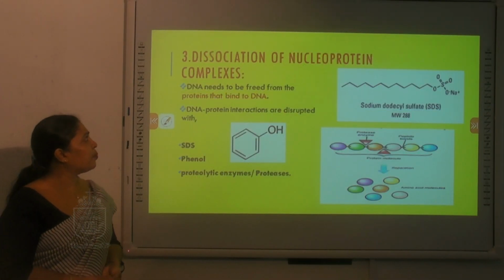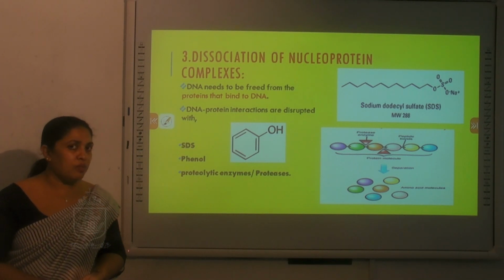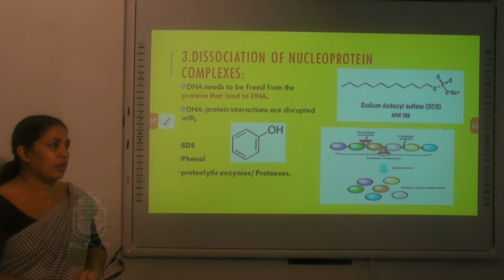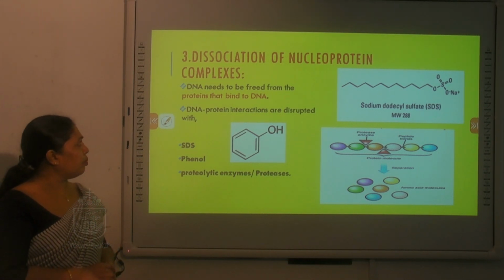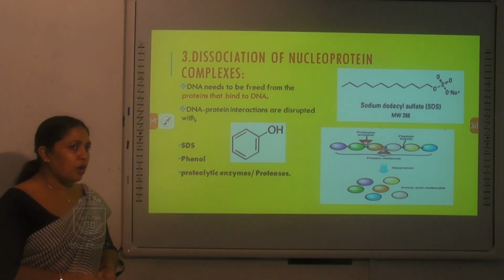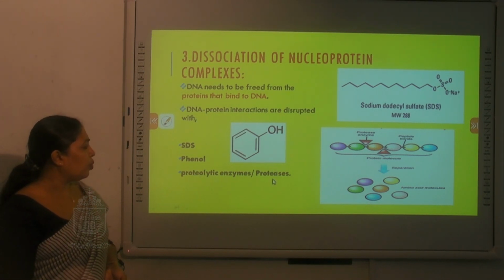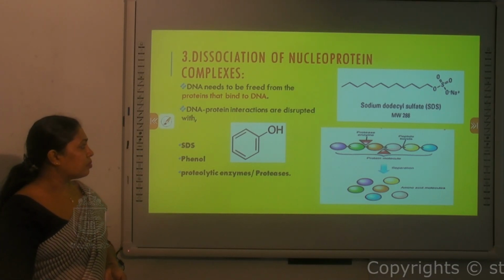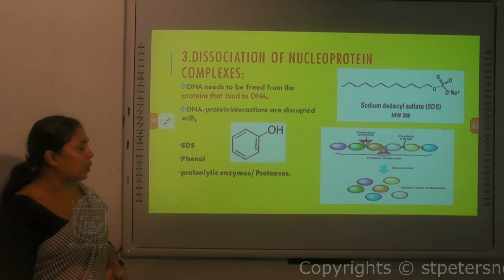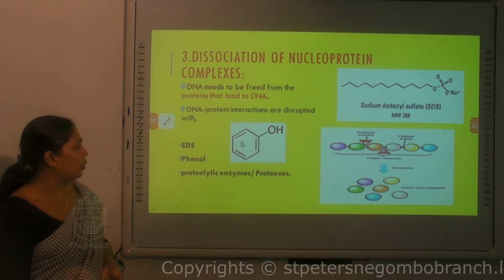And the third step is dissociation of nucleoprotein complexes. We know DNA is bound with histone proteins, so we have to get pure DNA. In that case also, we are using some chemicals. The most commonly used chemicals are SDS, phenol, and proteolytic enzymes or proteases. These chemicals also break the amino acid sequences in the nuclear proteins, and SDS and phenol do the same thing.